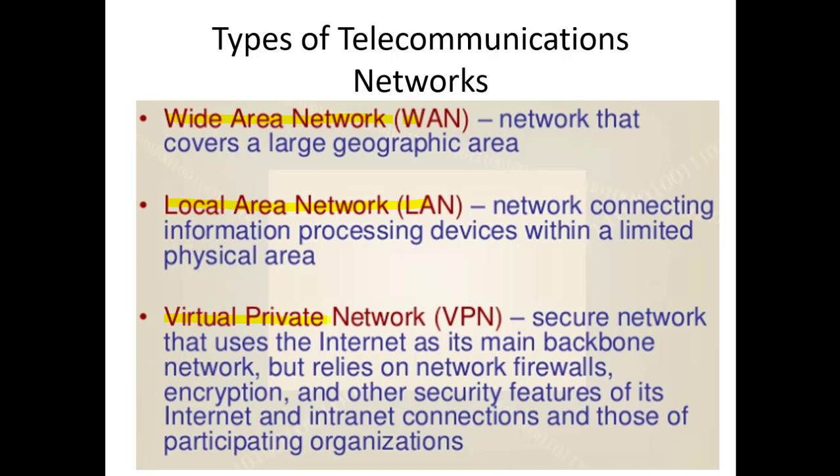There is what we call virtual private network, or VPN. It is a secured network that uses the internet as its main backbone network, but relies on network firewalls. So I would like you to define network firewalls. And this type of network has encryption and other security features of its internet and internet connection, and those of participating organizations. My usual example of a virtual private network is Netflix.